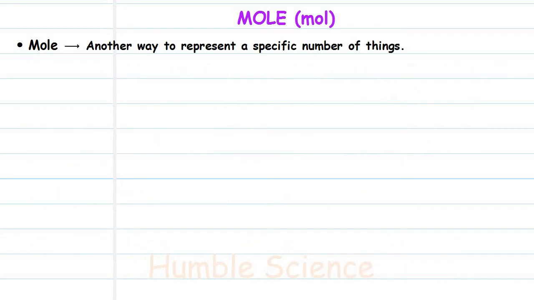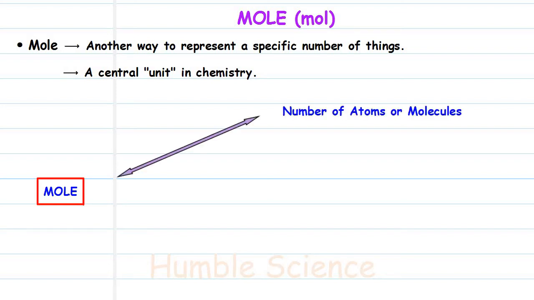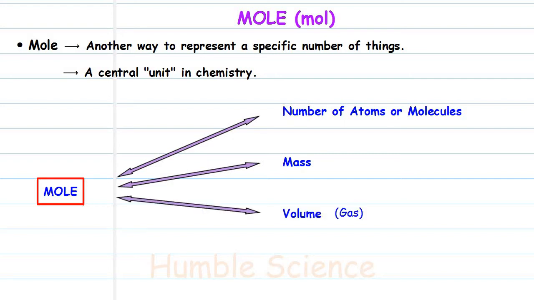So mole is just another way to represent a specific number of things. But it happens to be a central unit in chemistry too. Mole can be related to many other quantities, so it is useful to know how to convert between them. We actually knew a little bit of this already from the last examples. We knew how to convert between mole and the number of atoms or molecules. Later, we will learn how to convert between mole and mass, and also between mole and volume in the case of gas, and finally between mole and concentration in the case of solution.